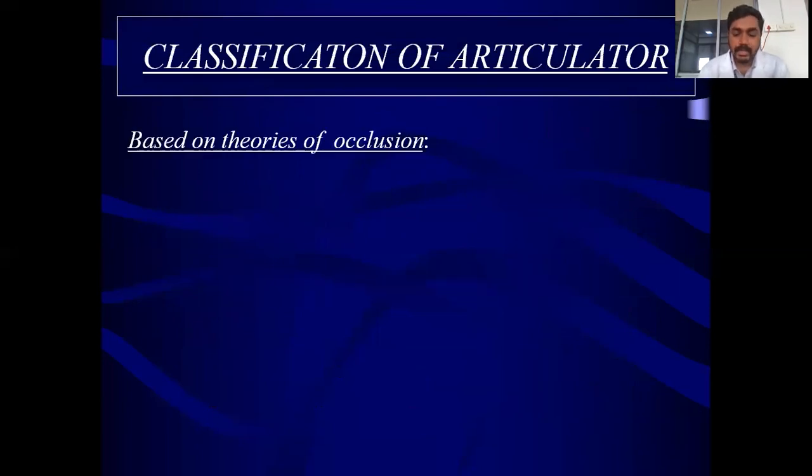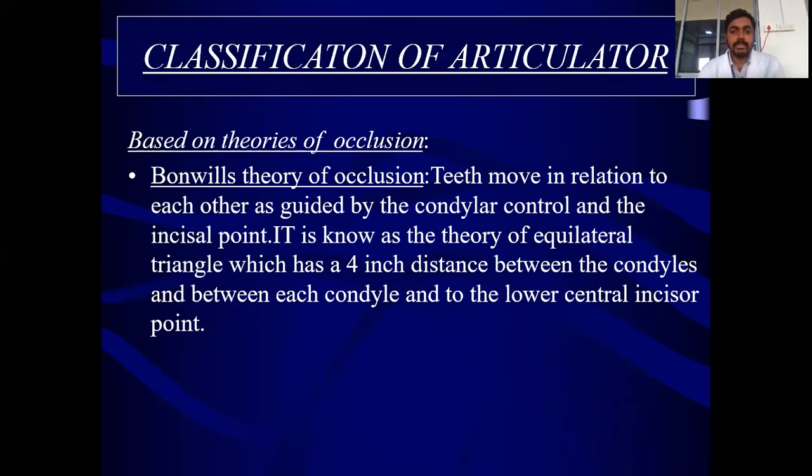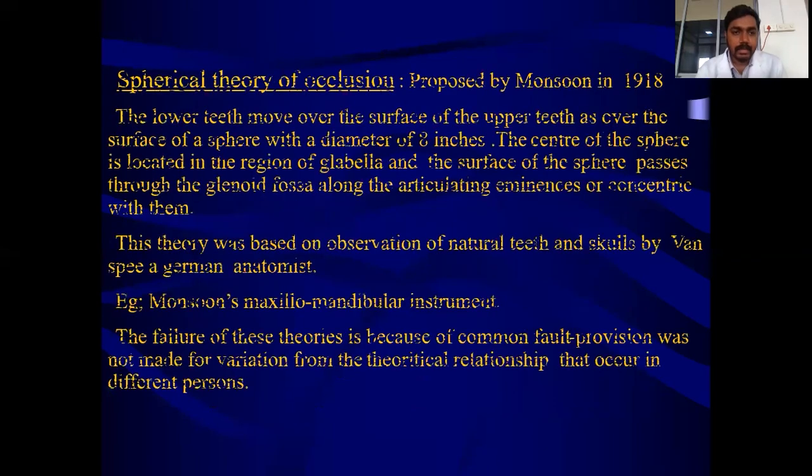What are the classifications of articulators? Articulators are classified based on theories of occlusion. Articulators are classified into three types. That is the Bonwill theory, then the conical theory, and the spherical theory.